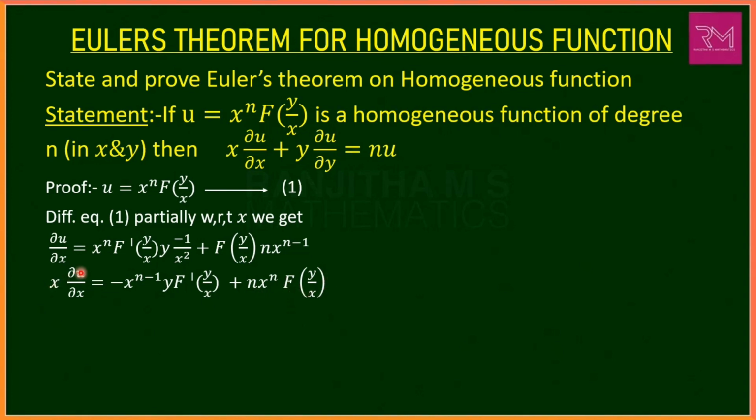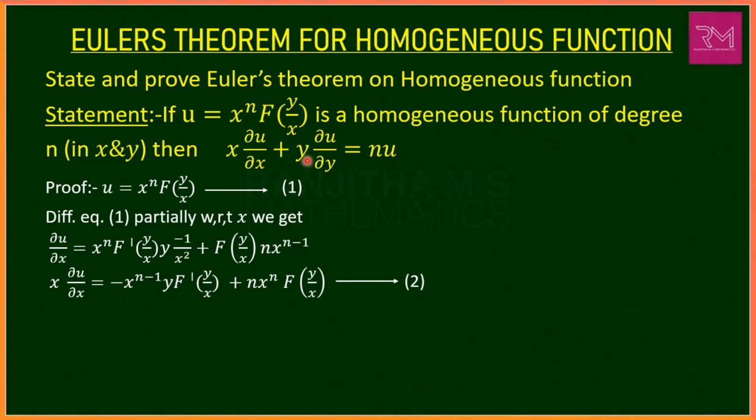If we multiply x to the del u by del x value, we get as, for the first term if we multiply by x, that is x power n into x, we get as x power n plus 1. If we take x squared to the numerator, that becomes x power minus 2. So bases are same, adding the powers we get as x power n plus 1 minus 2, we get as x power n minus 1 into y into f dash of y by x, that is minus of that value, plus here also x power n minus 1 into x power 1, we get as x power n. So n into x power n into f of y by x. This is our x into del u by del x value. Call this as equation number 2.